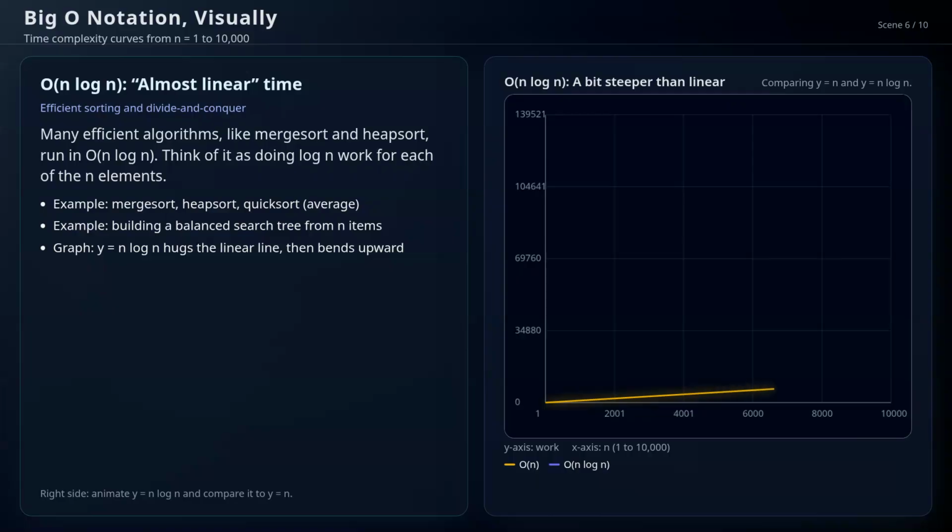Many efficient sorting algorithms, like merge sort and heap sort, run in O of n log n time. You can think of this as doing log n work for each of the n items. On the graph, the curve y equals n log n starts out close to the linear line, but it bends upward as n grows. For small inputs, O of n and O of n log n may feel similar, but as n approaches 10,000 and beyond, that extra log n factor becomes noticeable.